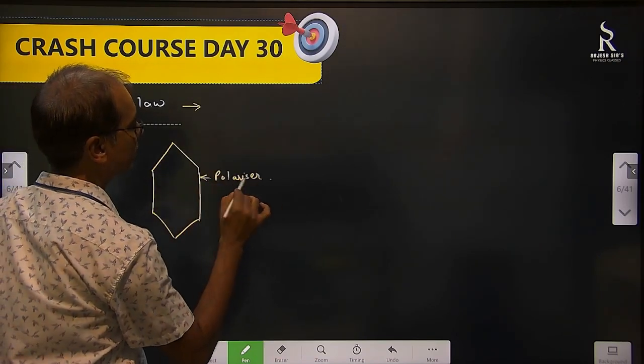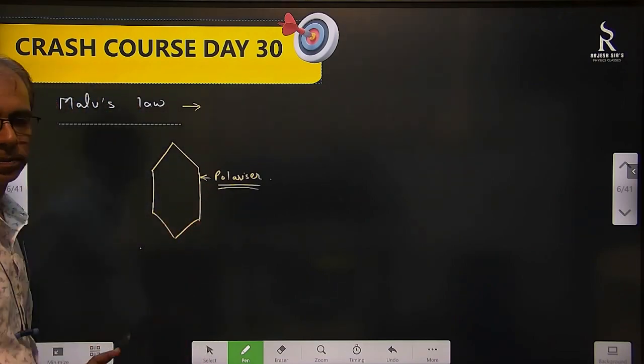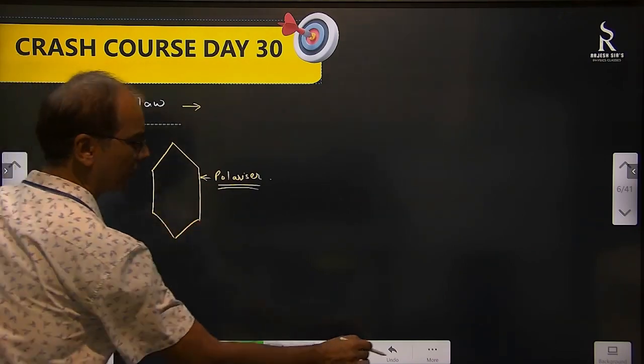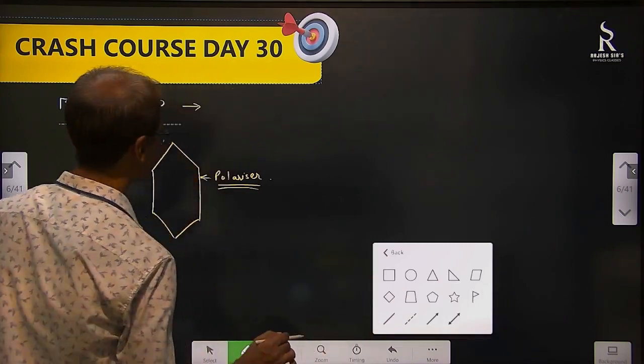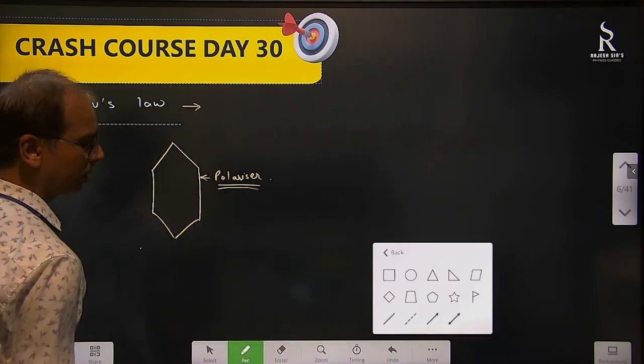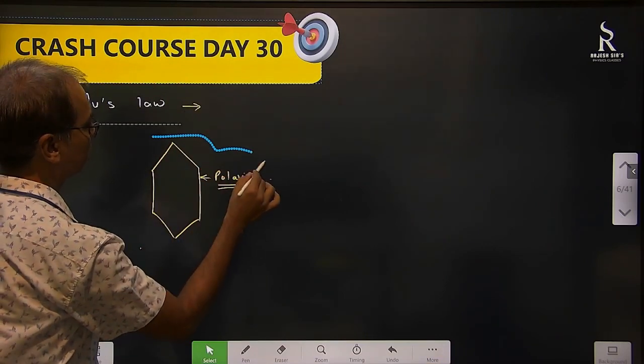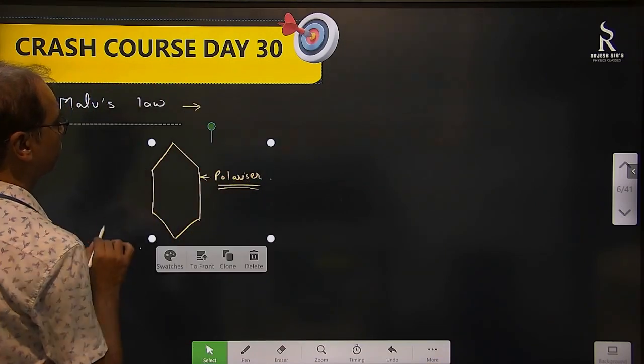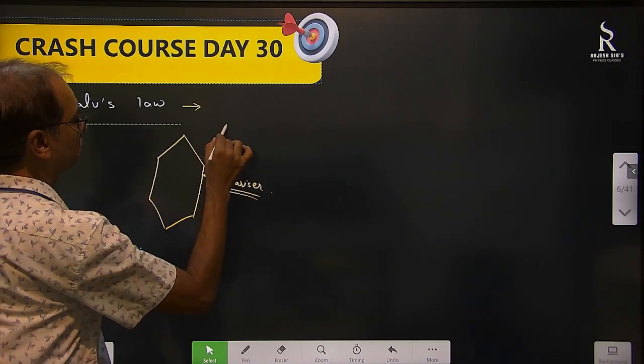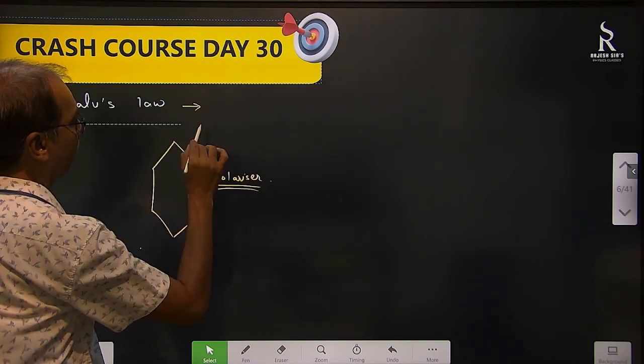So when light passes through this polarizer, suppose I say, but I have to rotate this first. Let's see. Not in this way.